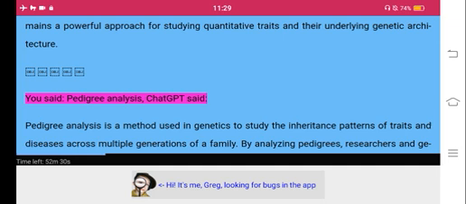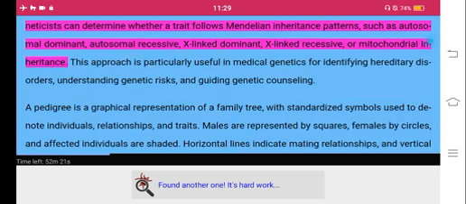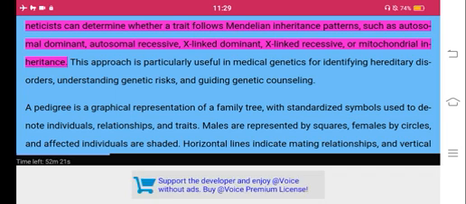You said. Pedigree analysis. ChatGPT said. Pedigree analysis is a method used in genetics to study the inheritance patterns of traits and diseases across multiple generations of a family. By analyzing pedigrees, researchers and geneticists can determine whether a trait follows Mendelian inheritance patterns, such as autosomal dominant, autosomal recessive, X-linked dominant, X-linked recessive, or mitochondrial inheritance.